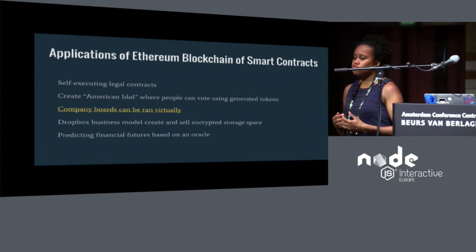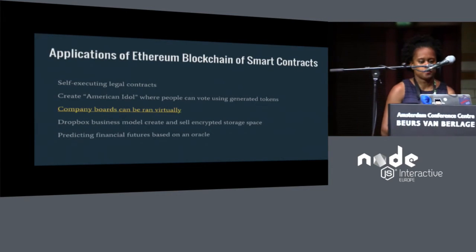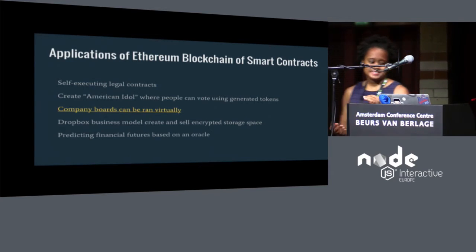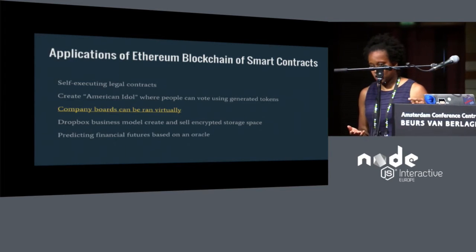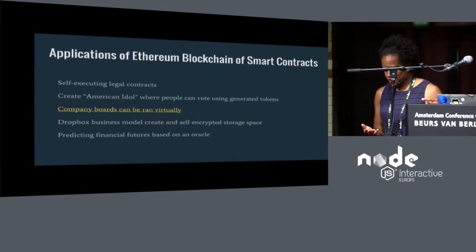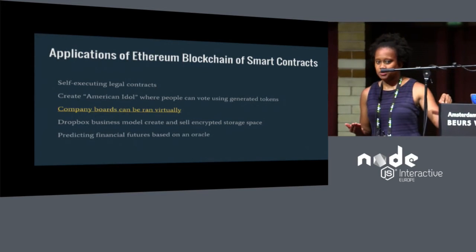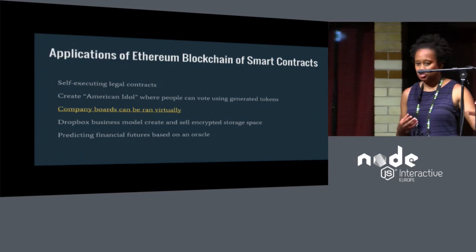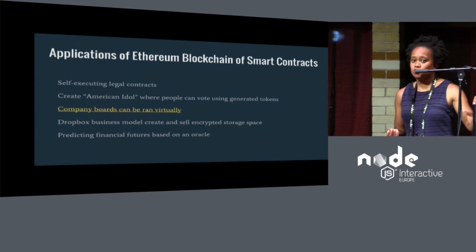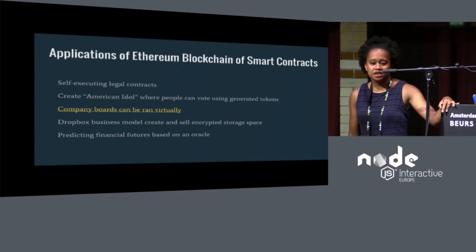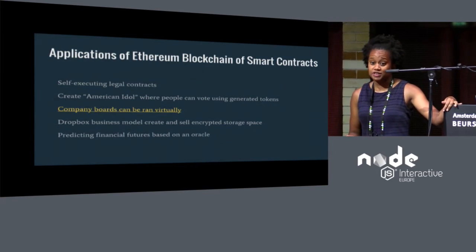So what are the practical applications of smart contracts? Well, one of the practical applications would be self-executing legal contracts. So instead of having an agreement that is based on legalese, you can have a contract that uses code, and this would decrease the need, not eliminate, but decrease the need for lawyers, and it will also decrease the need for courts.